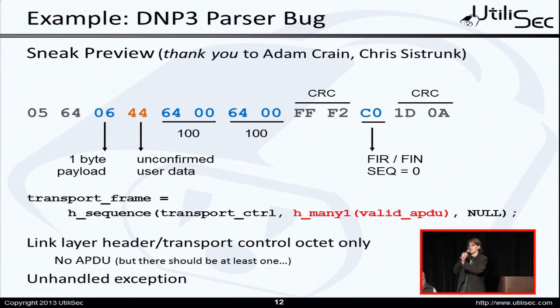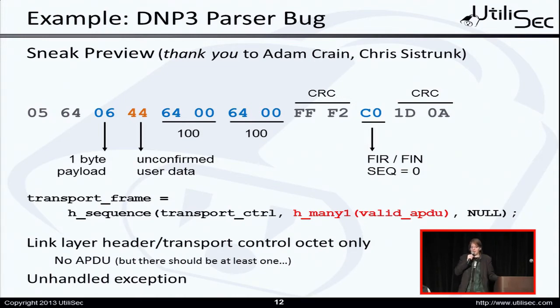Then we get into the transport frame. Okay, we've got the transport control octet. But here's the thing. A transport frame has to have at least one valid APDU in it. If it doesn't, that's an invalid transport frame.